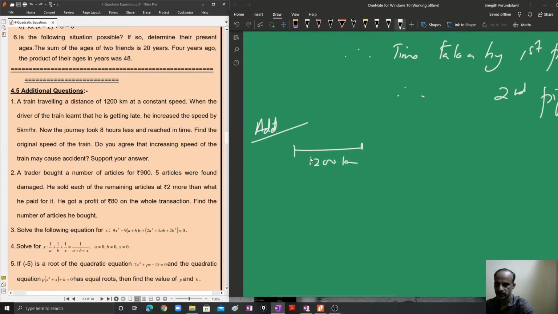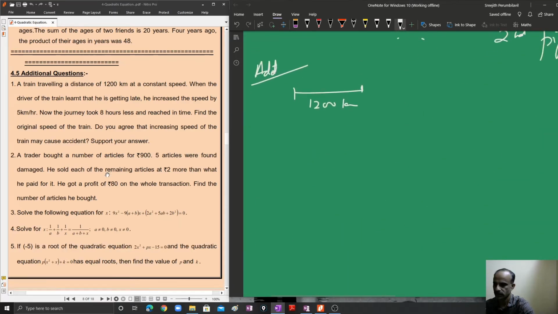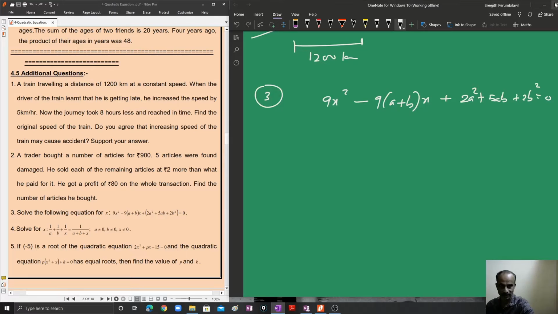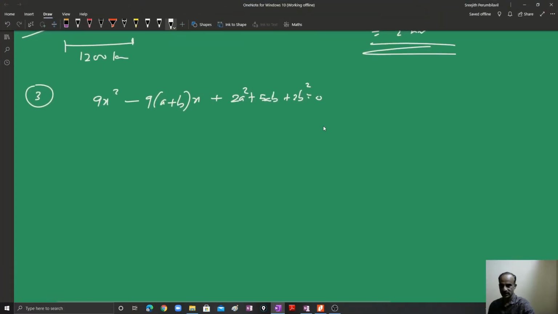Okay, so now let us go to question number 9. No, 3, not 9, question number 3. Solve the following: 9x square minus 9 into a plus b x plus 2a square plus 5ab plus 2b square is equal to 0. A tough question. I don't think we will be asked this for a board exam. Instead it can be asked for an internal examination to put you in trouble.